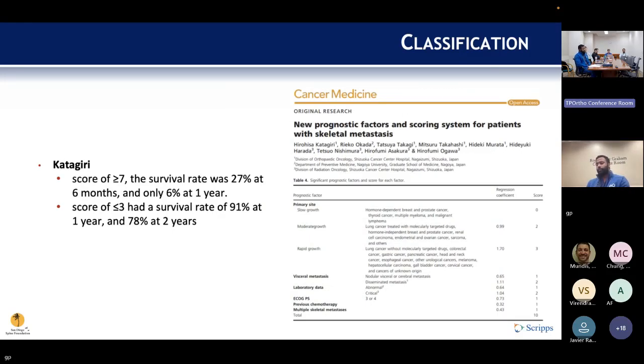Katagiri, a little less widely popularized, but you can see from the table on the right that they're starting to get a little more granular in terms of the primary tumor and the growth of it. So they subcategorize these into slow, moderate, and rapid carcinomas and cancers. But it also shows how responsive they are to treatment.